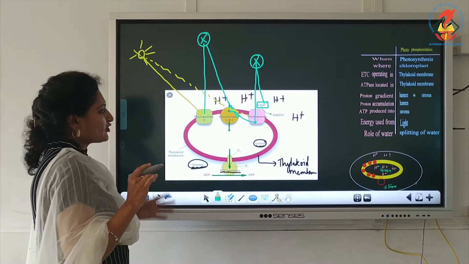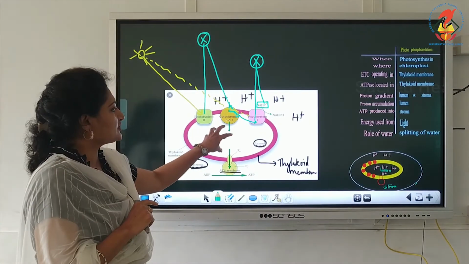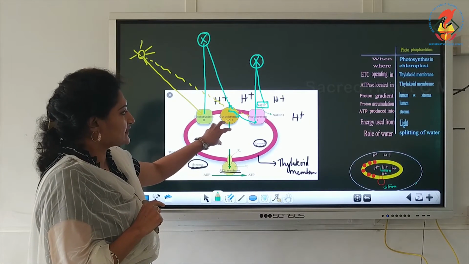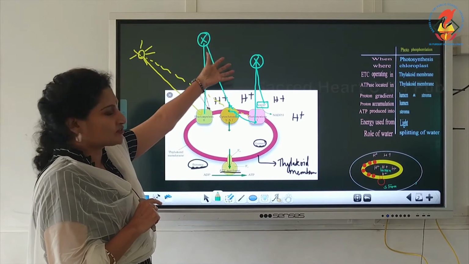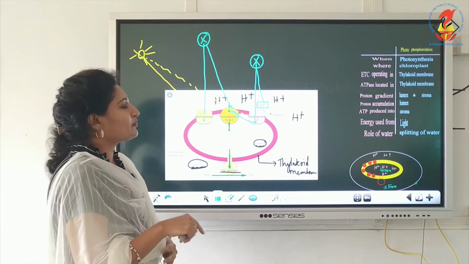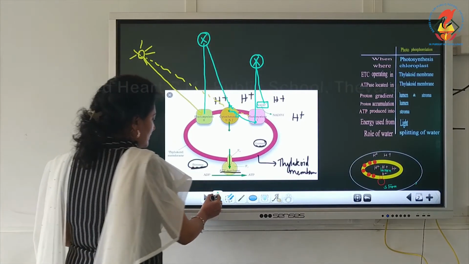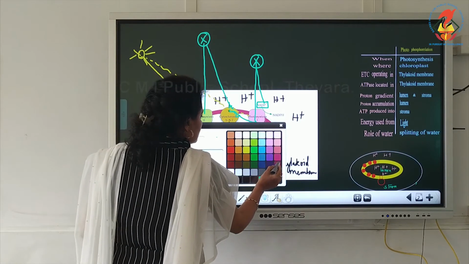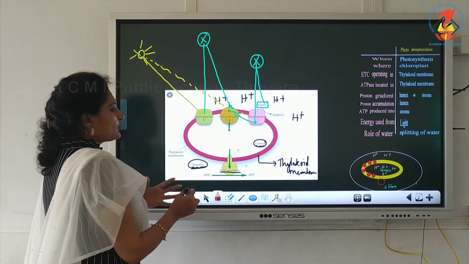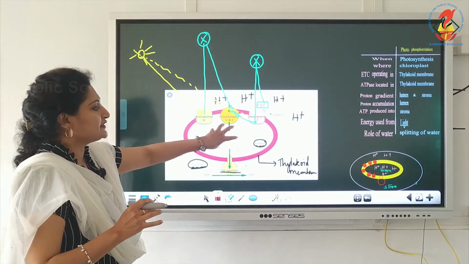Okay, so what modifications did I do? One, I erased all the 4 hydrogens which were present in the diagram inside the lumen, and I put those 4 hydrogens outside in the stroma. So first modification. Second modification, I incorporated the NCPP, non-cyclic photophosphorylation. Now I am going to start off. To start off, we are going to show how those 4 protons or hydrogens got accumulated in the lumen.